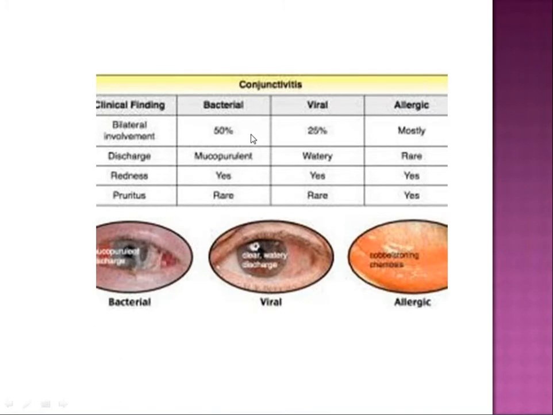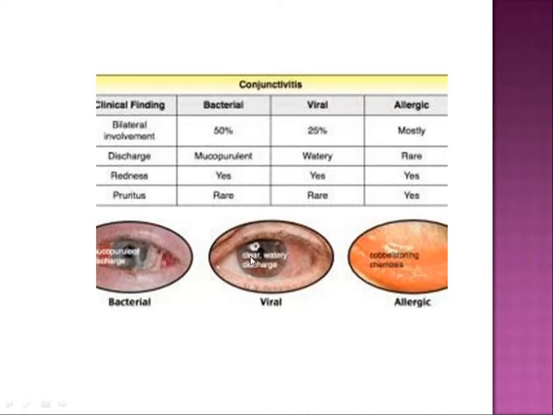So a mild differentiation between bacterial, viral and allergic is bilateral involvement. It tells you that it is mostly allergic, whereas 50% of the cases of bacterial, because of the presence of the mucoid discharge, once the patient touches his hands to the other eye will get involved.